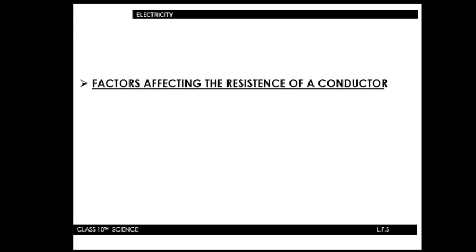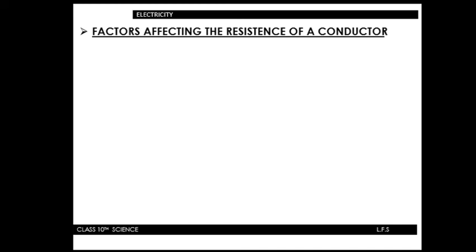Clear? So, next, the factors affecting resistance of a conductor. First is the length of the conductor. Resistance is directly proportional to the length of the conductor. If the length of the conductor is more, resistance will also be more. If the length is less, resistance of the conductor will also be less. Means R is proportional to L. Second factor is the area of cross section of a conductor. Here resistance is inversely proportional to the area of cross section. Means if the area is more, resistance will be less, and if the area is less, resistance will be more.